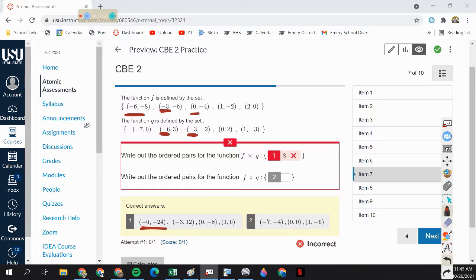And then 0 matches 0. -4 times 2 is -8. And then 1 matches 1. -2 times -3 is 6. But does 2 have a partner? No. And -7 doesn't have a partner, so those just get left out.